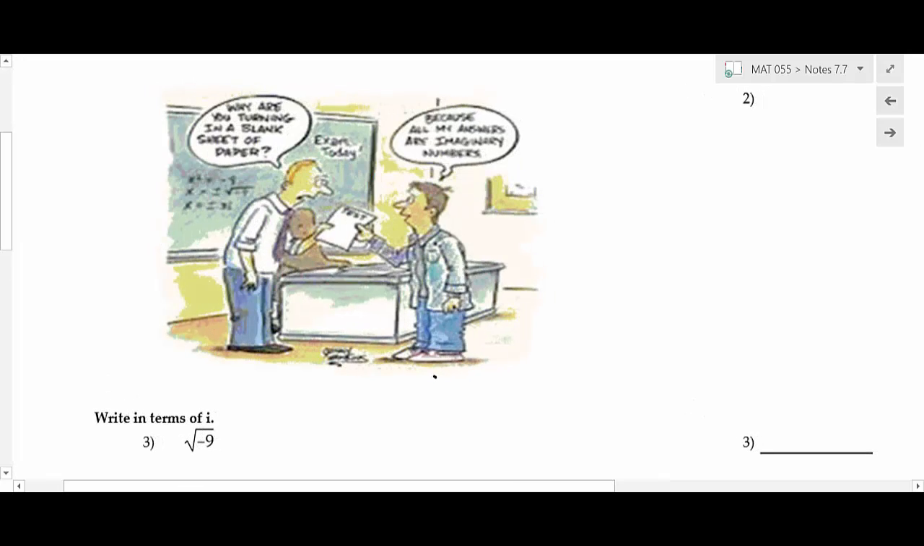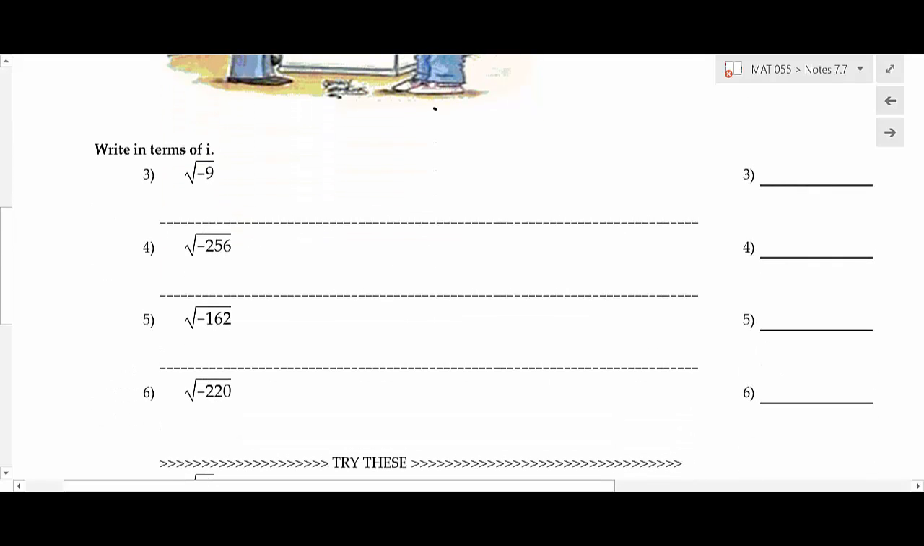This one's awesome. I've never had a student ask this. This is a great excuse to give your math teacher. It says, why are you turning in a blank sheet of paper? Because all my answers have imaginary numbers. I like that one. That's a great excuse. But actually an imaginary number could be written on a piece of paper, so it's not valid.